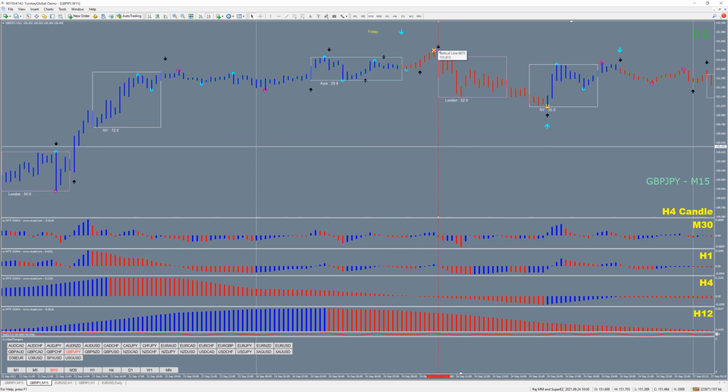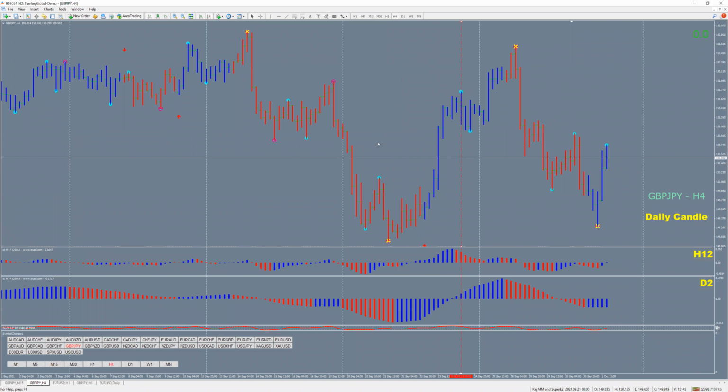The 4-hour, 1-hour mashed up. This is the one we were talking about. Nice. 16 pip stop, and you made 51 pips. This was a short down on the 4-hour, but you still got 51 pips out of it, and you wouldn't have traded it otherwise. Does that make sense? Definitely.